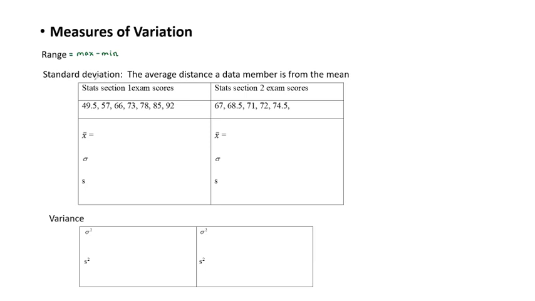The standard deviation is actually the average distance a data member is from the mean. So let's see, what does this mean? I will write down the formula. However, we will do most of this using the calculator. But just for you to know the formula and the notation, the standard deviation is the summation of x minus mu squared divided by capital N, and take the square root of all of this.